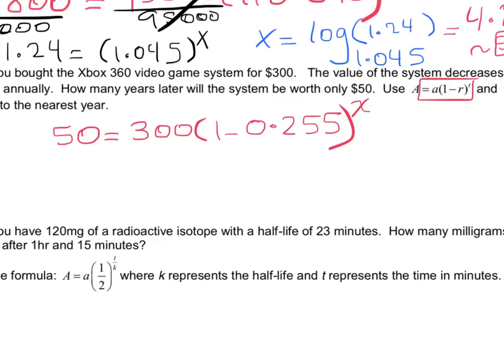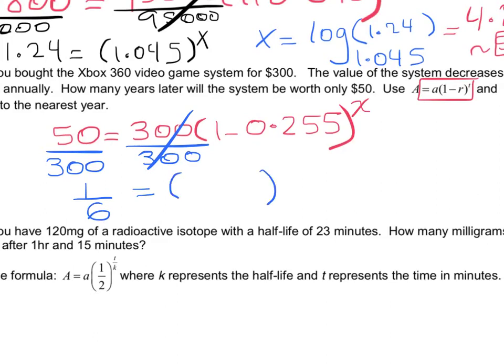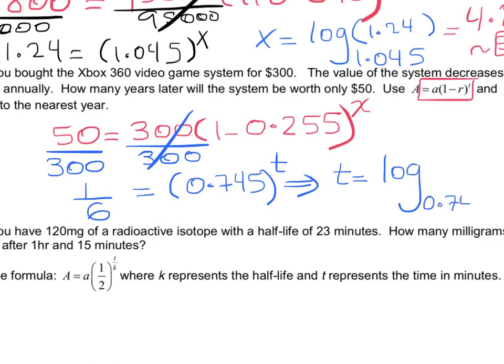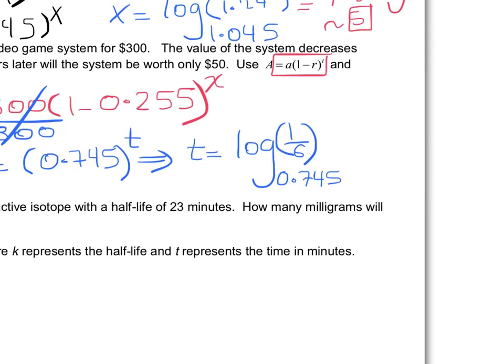My pre-AP students, you have to show me the work and keep the calculator to the end. So 50 divided by 300 is going to be 1 over 6, which is equal to 1 minus 0.255, which is 0.745 to the power t. Now this is exponential, change it to log. So t is going to be equal to the log of the base 0.745, and then 1 over 6. You do this on the calculator like we discussed earlier, and you're going to see that the time is almost going to be 6 years.